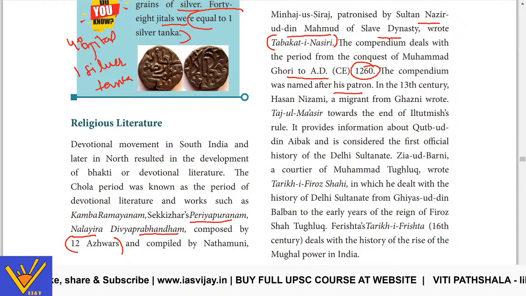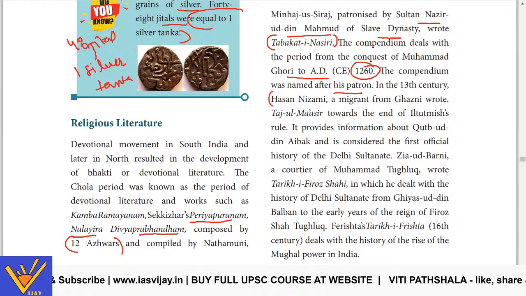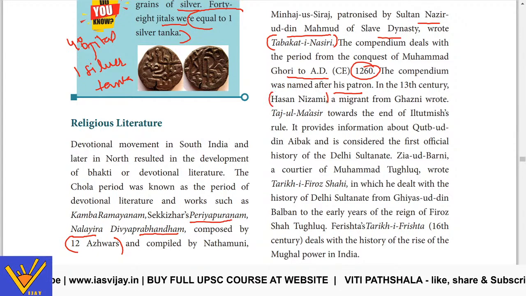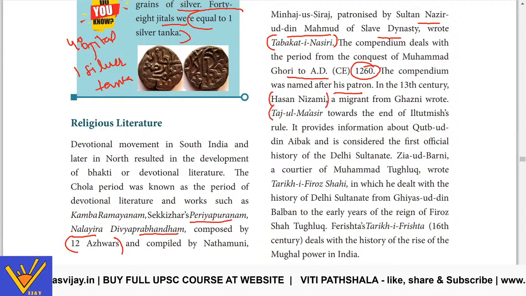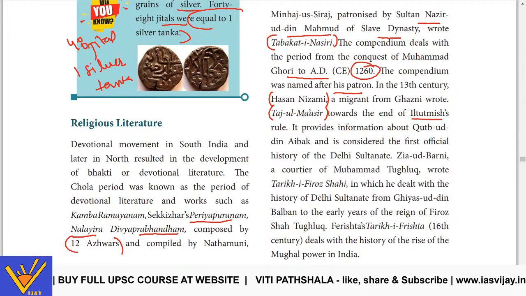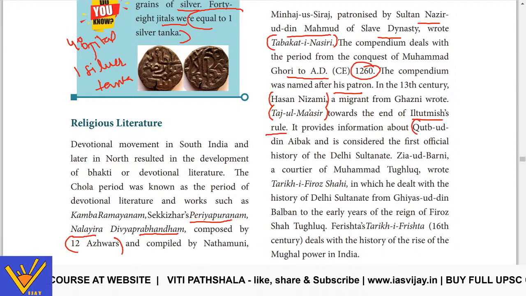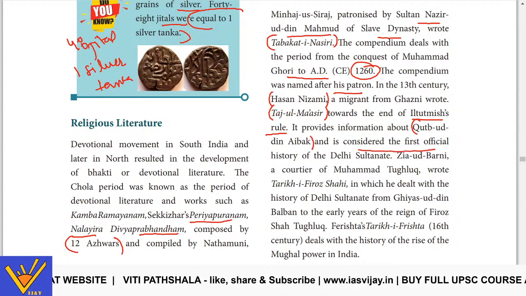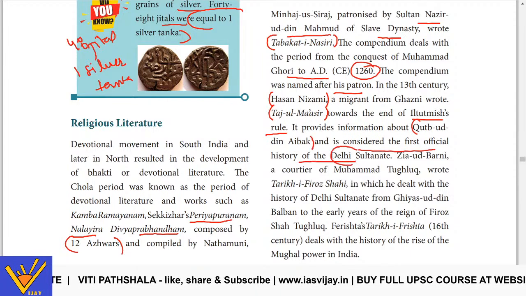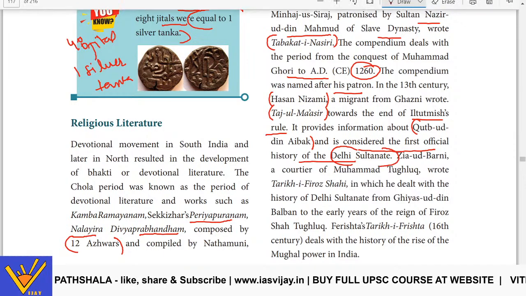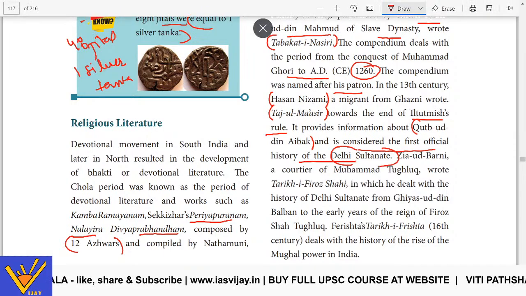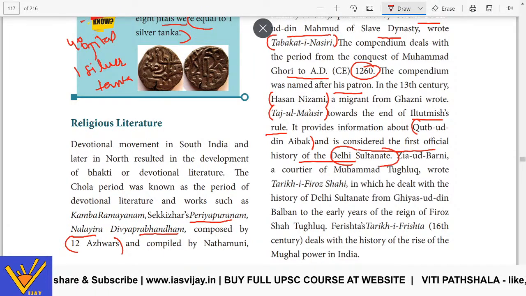Now in the 13th century, Hasan Nizami, a migrant from Ghazni, wrote the Taj-ul-Ma'asir towards the end of the Iltutmish rule. It provides information about Qutbuddin Aibak and is considered the first official history of the Delhi Sultanate. Now Ziauddin Barani, you all know about Barani, a courtier of Muhammad Tughlaq.